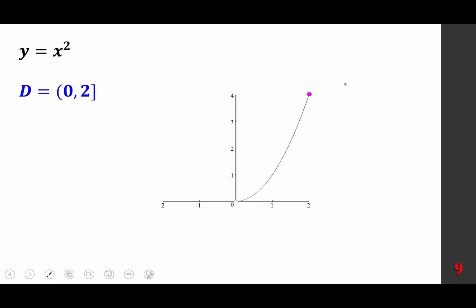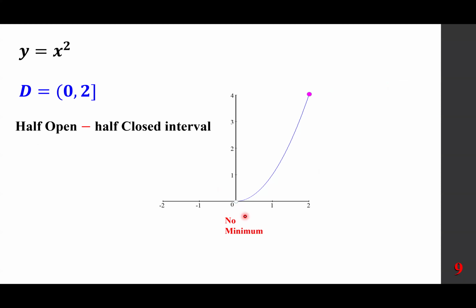Now this one is half open, half closed. So what happens is that this is not included, so we don't have a minimum. But we still have the same maximum. So we still have the absolute maximum. So there's no local extremes, okay?